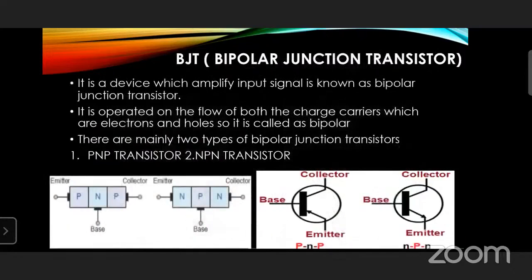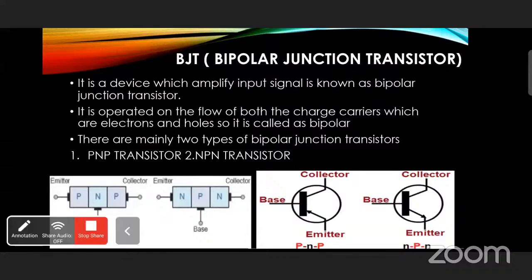Then what is BJT? It means bipolar junction transistor. It is a device which amplifies an input signal and is called a bipolar junction transistor. It operates on the flow of both charge carriers, which are electrons and holes, so it is called bipolar. There are mainly two types of bipolar junction transistor: first is PNP transistor and second is NPN transistor.